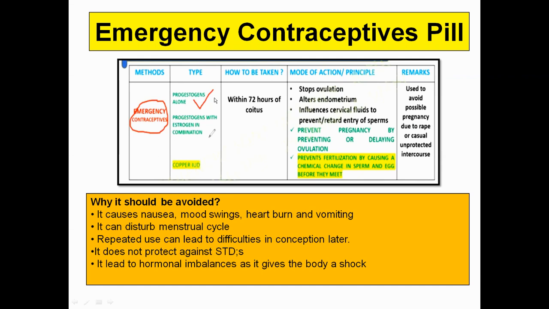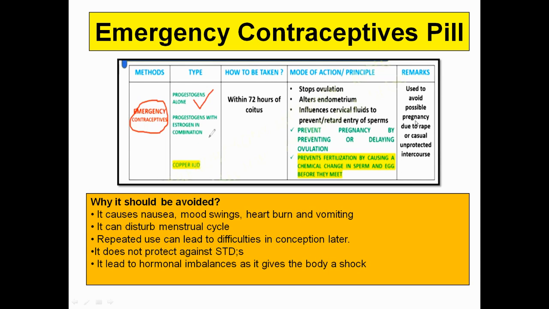Next is the emergency contraceptive pill. First of all, the side effects are quite enormous in the case of emergency contraceptive pills. They need to be used within 72 hours of the coitus. They have a combination of steroidal hormones like progesterone plus estrogen, and copper IUDs. They stop ovulation, thicken the lining of the endometrium, retard the motility of the sperm and block the cervical area, ultimately bringing about changes in the composition of the sperm as well as the egg, so there are no chances of fertilization.